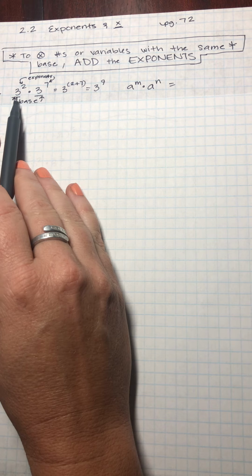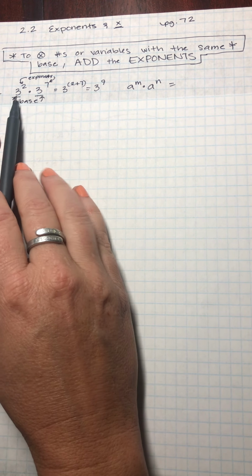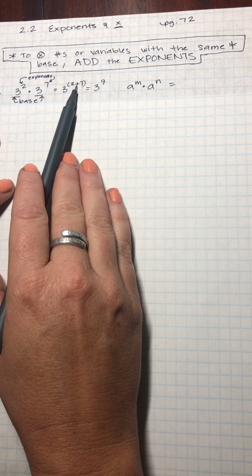We're not actually multiplying today. You don't have to tell me what 3 to the 9th power is, and you don't have to multiply anything from the original problem. What we're doing is combining the powers.